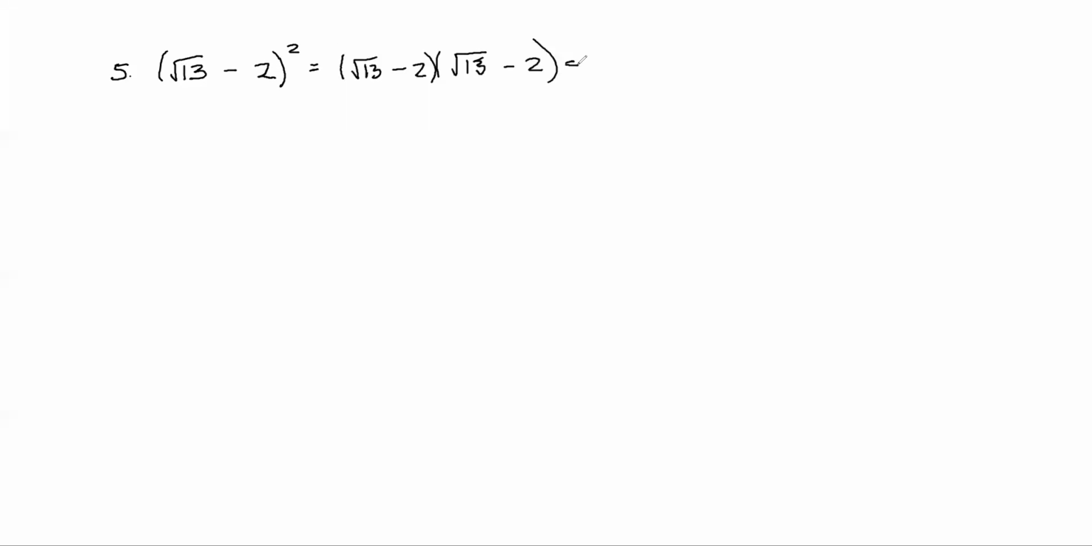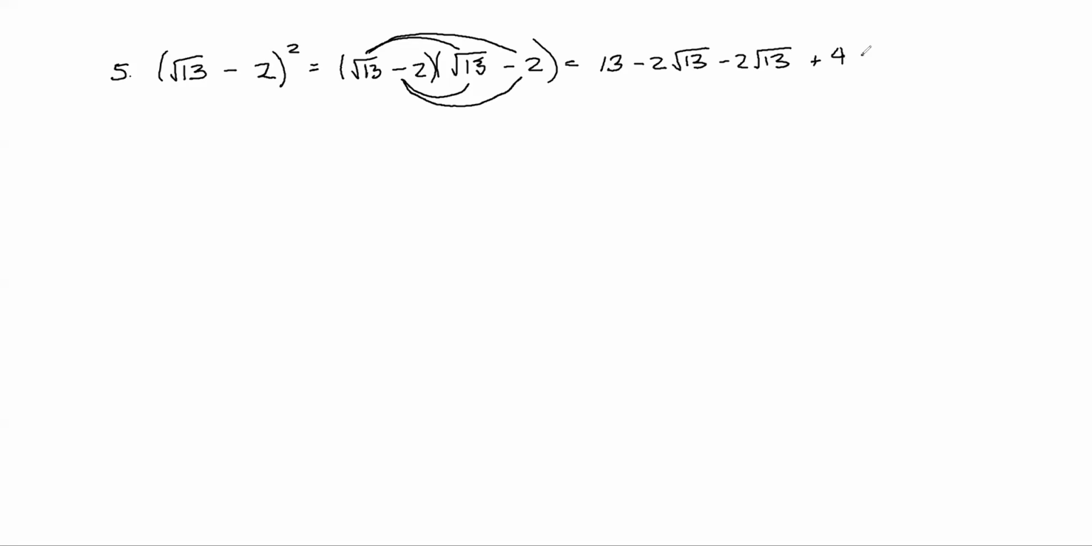So first things first, let's go ahead and FOIL. So first terms, we have square root of 13 times the square root of 13 is 13. That's our shortcut. Outside, square root of 13 times negative 2. Well, this 2 isn't inside the square root, so I'm going to leave that negative 2 out in front of the square root of 13. The inside, these are exactly the same as what we just had. So we have negative 2 square root of 13. And lastly, negative 2 times negative 2 is a positive 4, so plus 4.